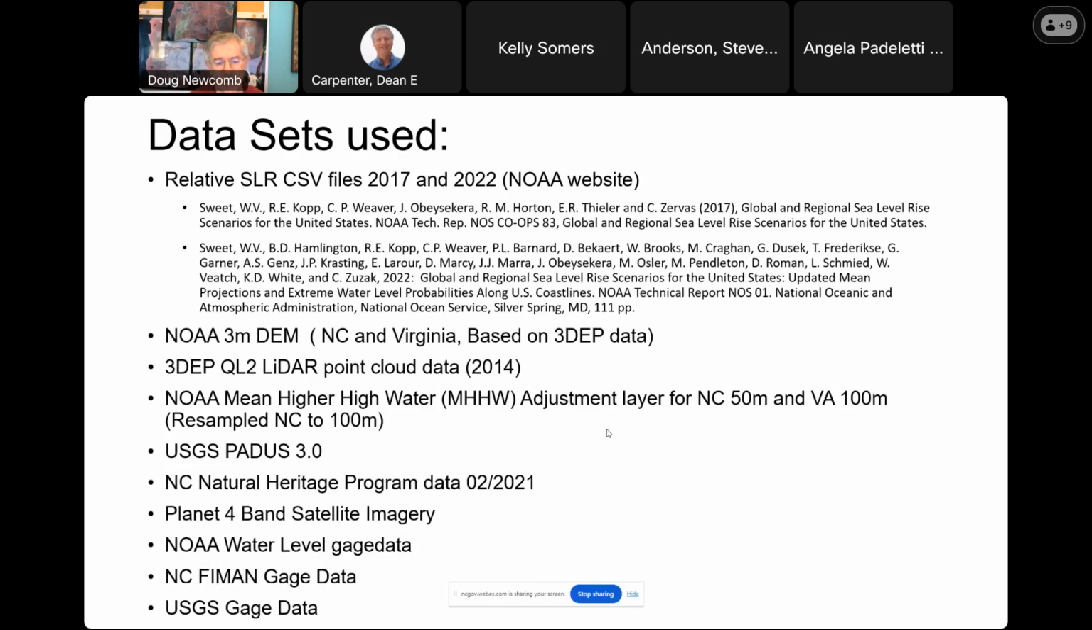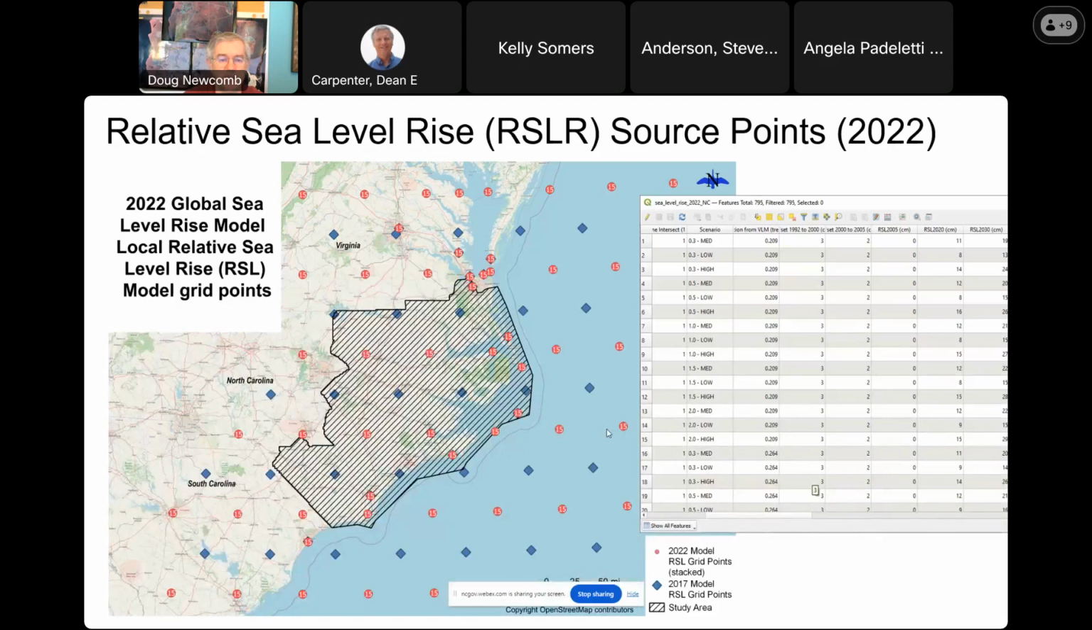Then there's a mean high or high water adjustment layer that you have to apply to convert the elevations that you have into mean high or high water, which is what all the sea level rise models use for their output. And I compared it to the USGS PAD-US and some of the natural heritage data. I also did some stuff with satellite imagery, but we're not going to go into that for this presentation.